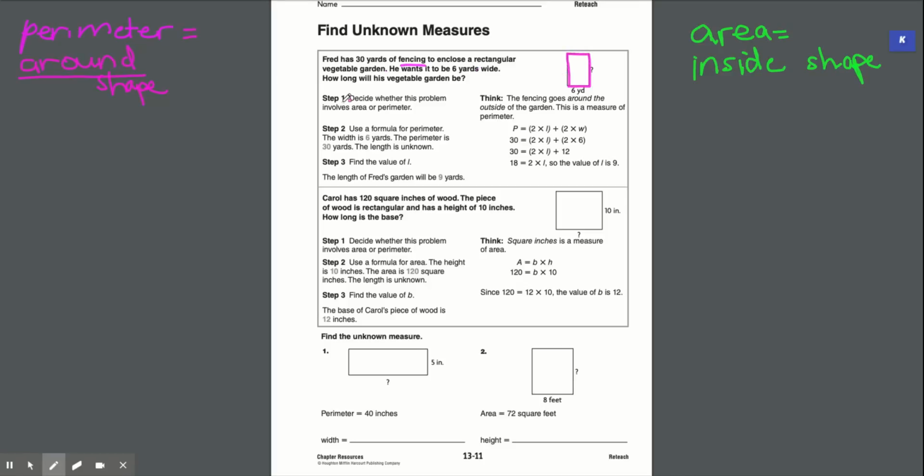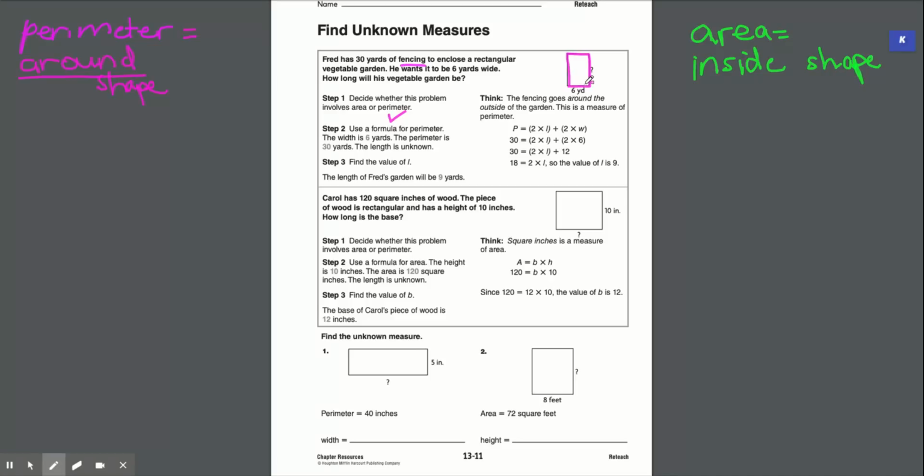So for this top question, let's decide whether this problem involves area or perimeter. Which would you say, area or perimeter? Since it's fencing, perimeter is right. Use a formula for perimeter. The width is 6 yards. The perimeter all around is 30.